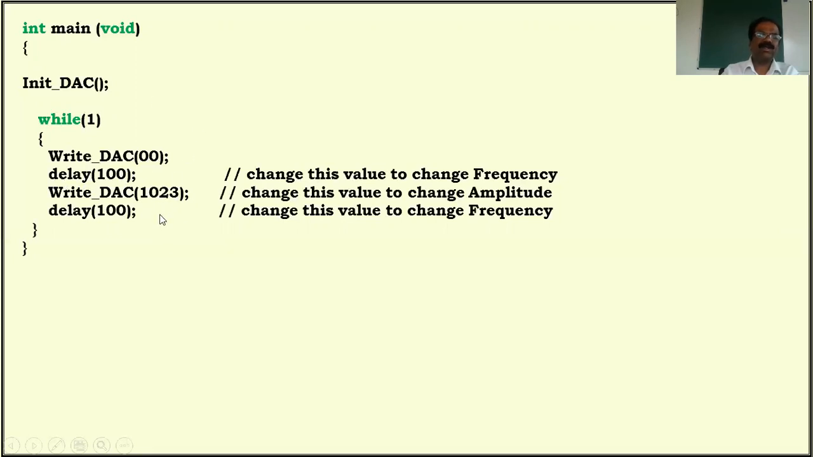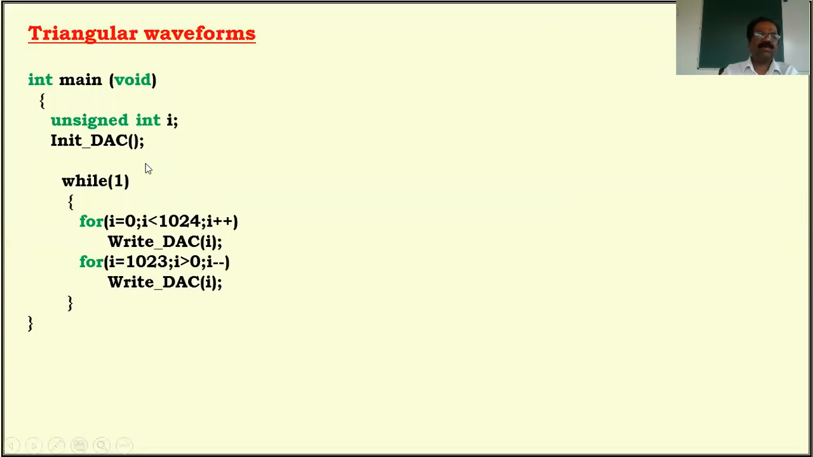Okay, this is about a square wave. Then we have to generate the triangular waveform. So this is the program for that. We have to create a separate project for this. We have to type this program here. I told you already about init DAC, the same function. And here, actually, it won't require a delay program. Delay program is not required.